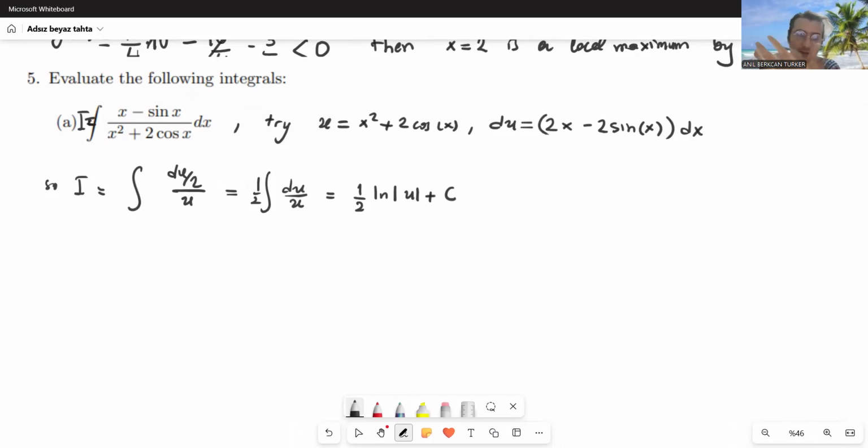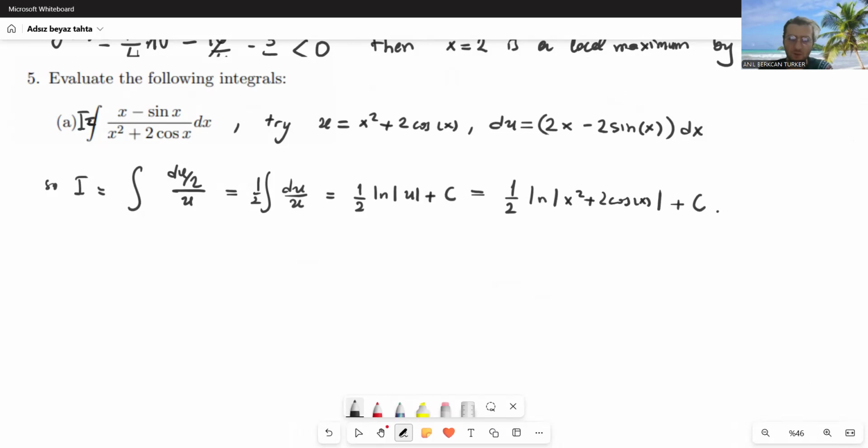So put this. But the original integral was in terms of x. So what is this new variable? You need to put back the old variables. So this is actually equal to 1 over 2 ln of the absolute value of x squared plus 2 cosine x, plus c. So this is finished.